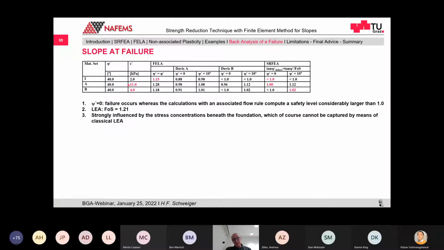So when we back calculate this one, we get about 1. Now, if you would assume a dilation of 10, so we would increase the factor of safety to 1.12. Now, when you do the Davis approach, as described earlier, you see that you also come pretty close. So this 0.98, 0.96 basically means failure. And if you introduce dilatancy, you get up to factors of safety higher than 1.